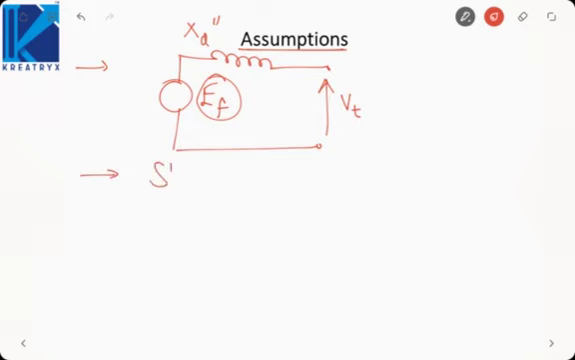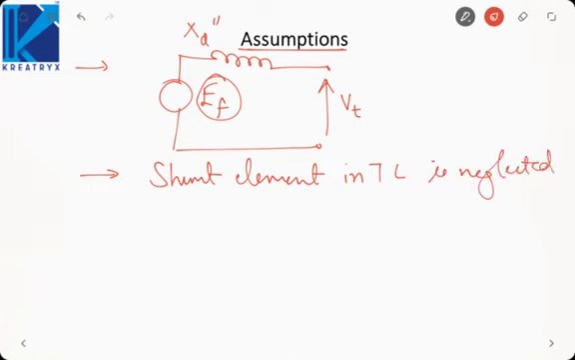Next is, the shunt element in the transmission line is neglected. That is, the shunt admittance will be neglected. So what will be there? Only the series impedance, which is equal to R plus jX.